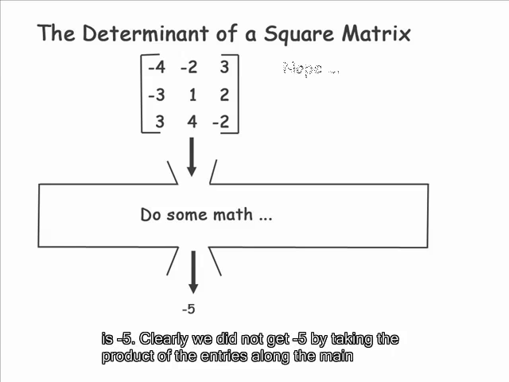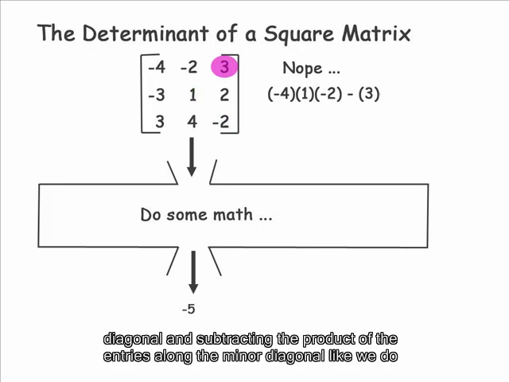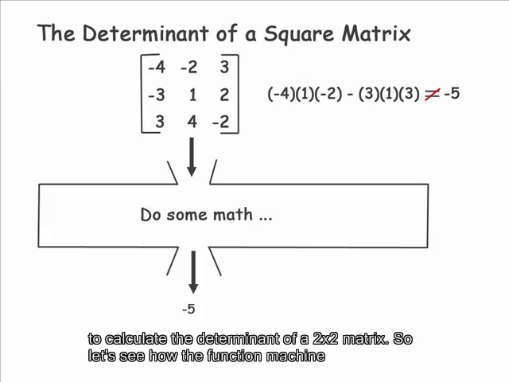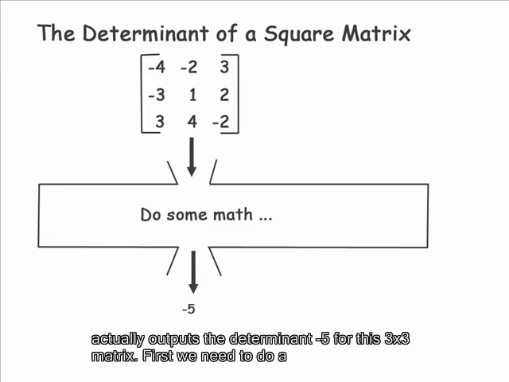Clearly, we did not get -5 by taking the product of the entries along the main diagonal and subtracting the product of the entries along the minor diagonal, like we do to calculate the determinant of a 2 by 2 matrix. So let's see how the function machine actually outputs the determinant -5 for this 3 by 3 matrix.